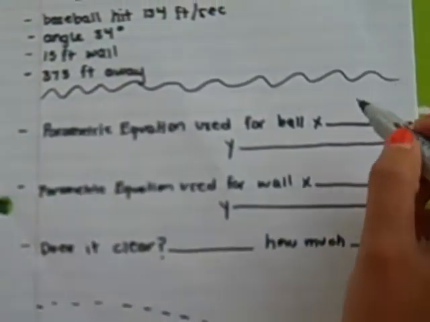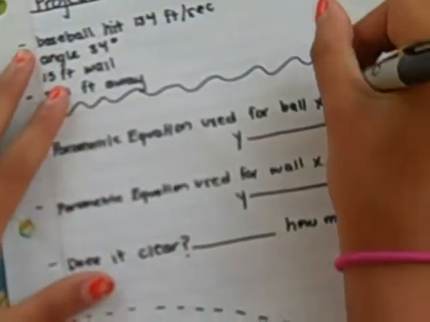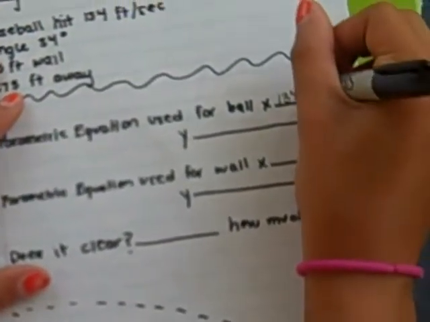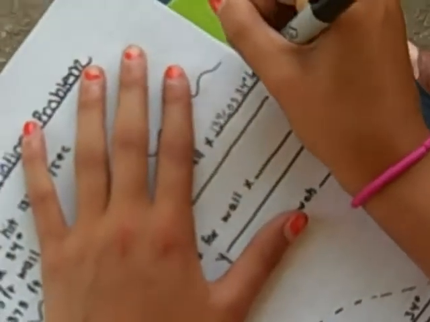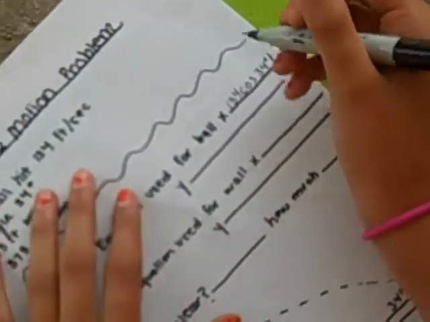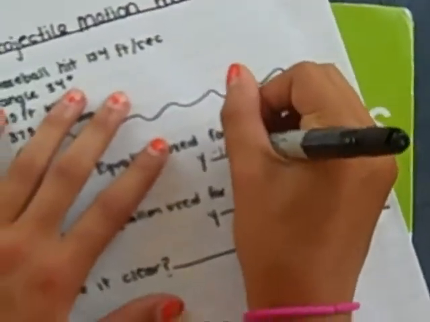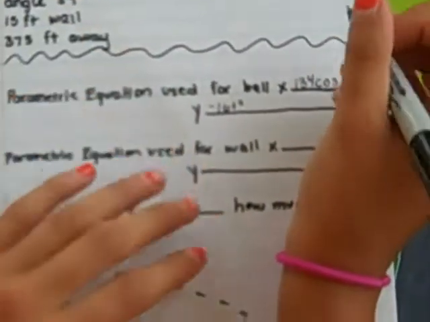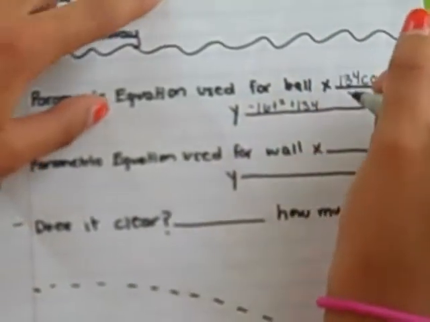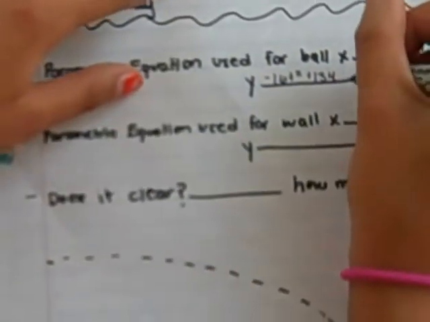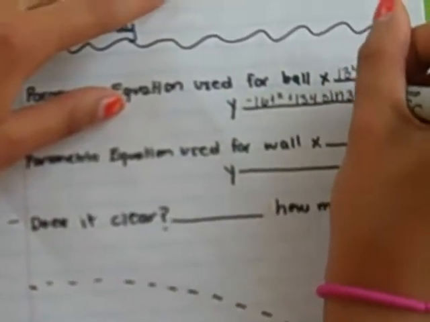So for the ball, we have x and y. We're going to use 134, which is for the baseball hit, and cosine of 34 degrees, times t. And then for y, you do the negative 16 t squared, which is the gravity, plus the 134, again the baseball hit, 134 feet per second, sine of 34 degrees.